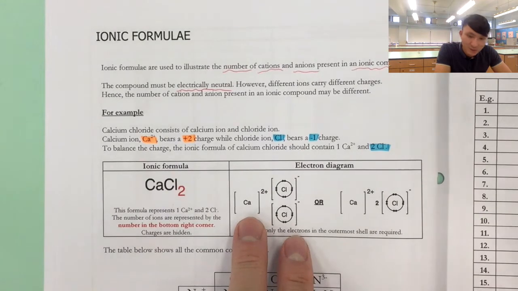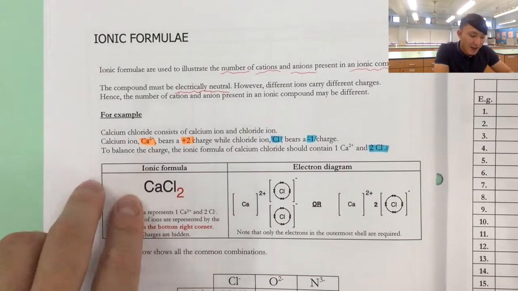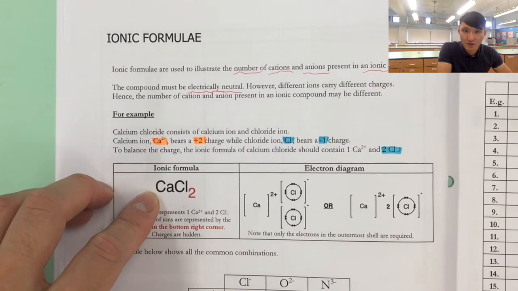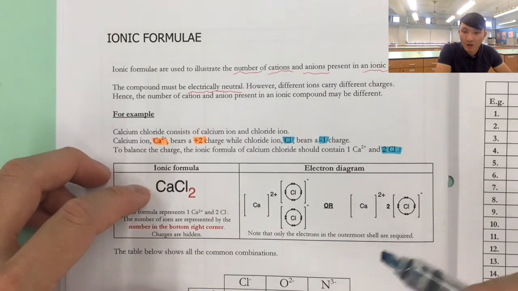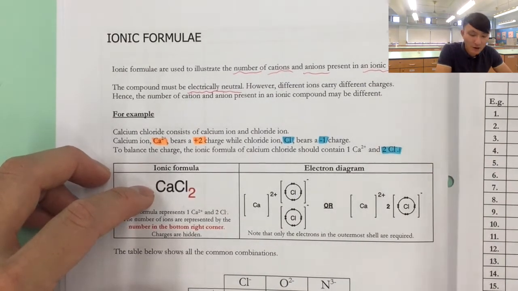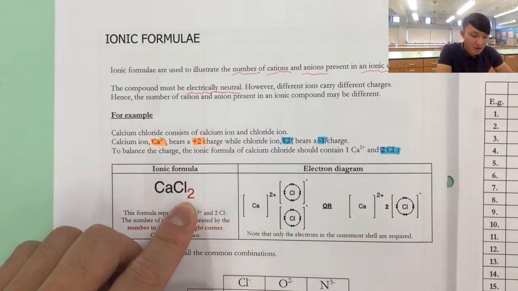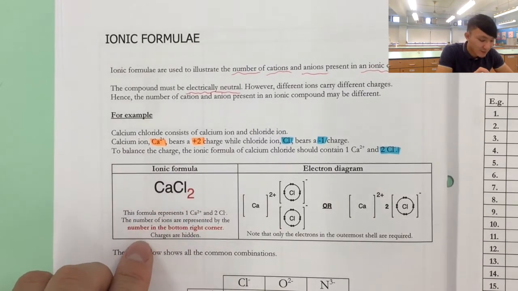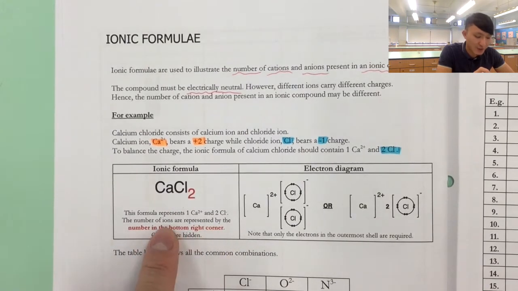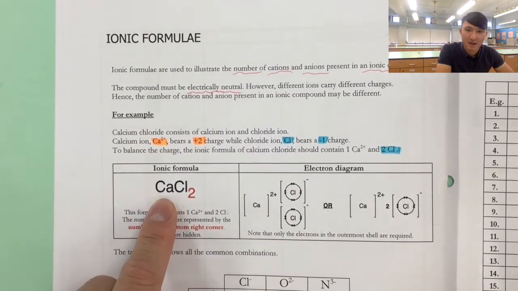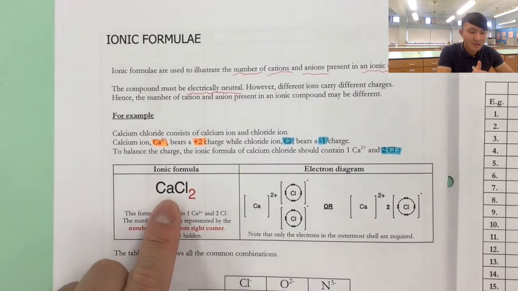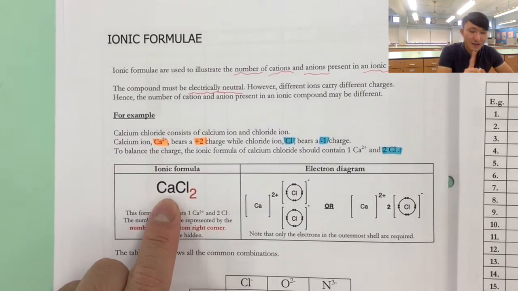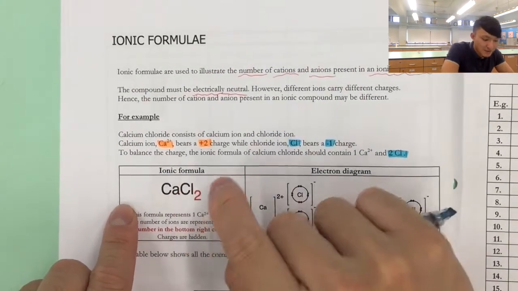Now, we can also express the idea using ionic formula. And here, CaCl2. This is how we describe the ionic composition of an ionic compound. Now, you notice that, first of all, the number of each ion is shown by the number at the bottom right corner. So the number at the bottom right corner is showing you the number of ions. Notice that for calcium, there's no number on the bottom right corner. This means that there is just one calcium ion. We don't put down Ca1, Cl2.